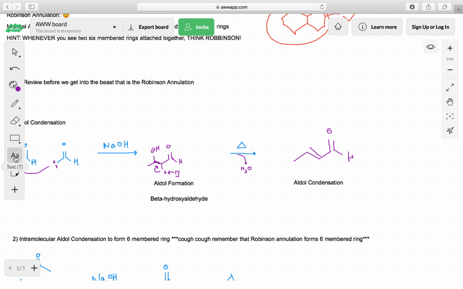So there are two ways now you guys have seen to create an enone. Two ways to create enones. The first one being aldol condensation, not just formation, it has to do this condensation step as well. The other one in this video is the Mannich reaction. So just keep those two in mind.